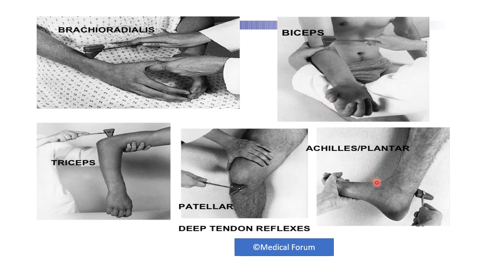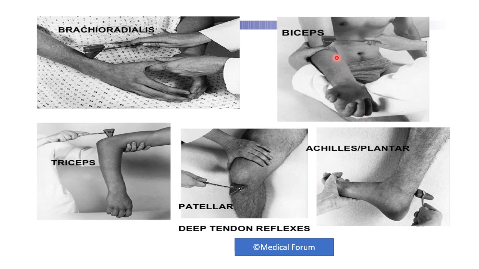Then the Achilles reflex, or the plantar reflexes. Here it can be generally elicited when the patient is lying down. It can be done in the hanging down position also. Here the Achilles tendon, or the tendon of the gastrocnemius muscle, is struck. When it is struck, immediately the reflex response is in the form of the ankle jerk. It is in the form of bending of the ankle.